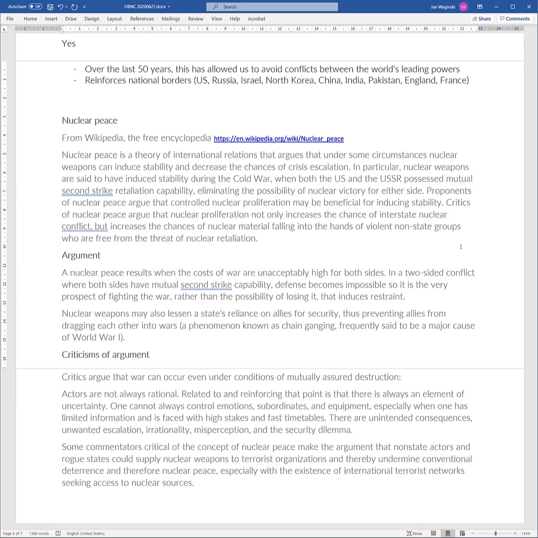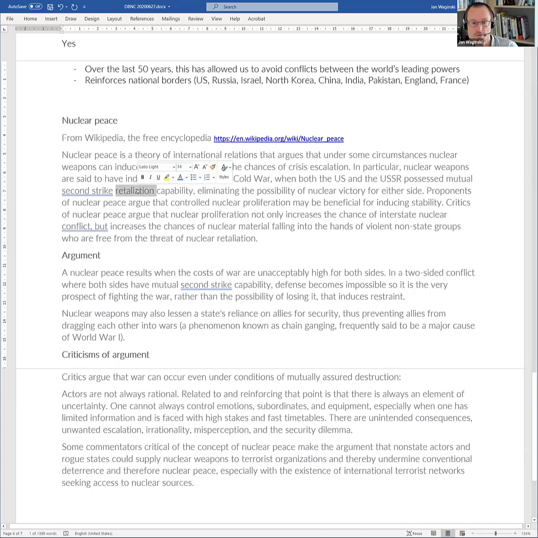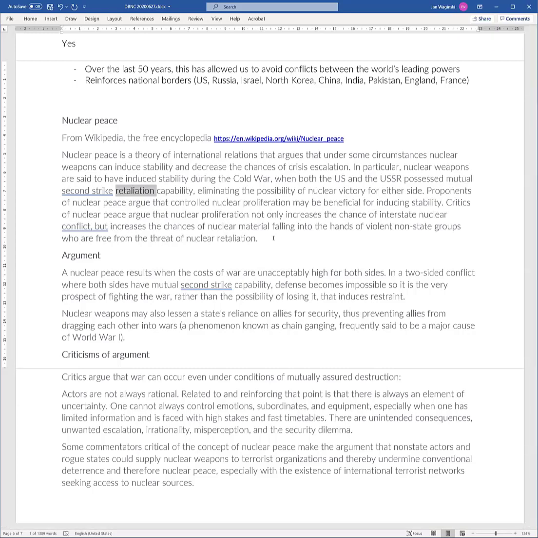Okay, so before we continue, is there any new vocabulary in that paragraph? Yeah, retaliation. Retaliation, does anyone know this word? It means revenge. Retaliate means someone does something to you, you hit back, you attack back.